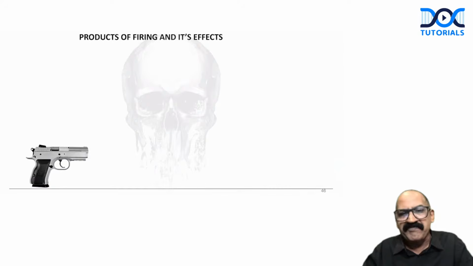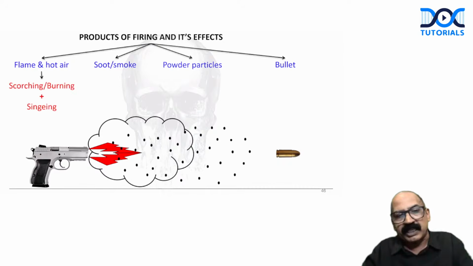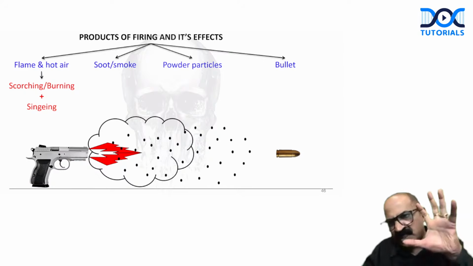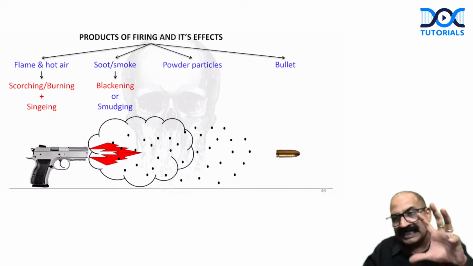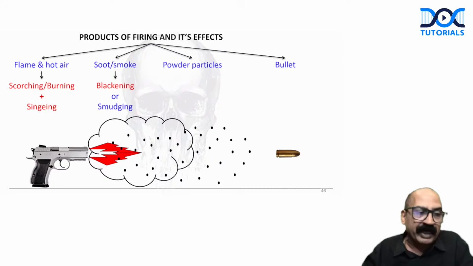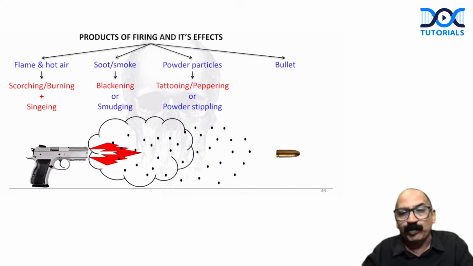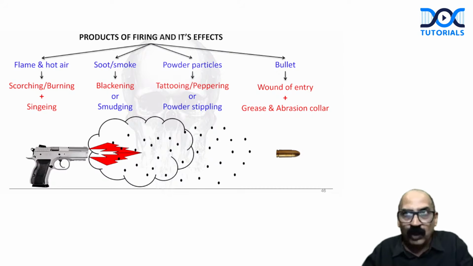Now, what are the effects of these products of firing? Flame and hot air cause burning of the skin and burning of the hair. Burning of the hair is known as singeing. Soot and smoke cause smudging or blackening. Powder particles penetrate into the epidermis and get embedded in the dermis, giving rise to a condition called tattooing, or peppering, or powder stippling. And the bullet causes a wound of entry. Along with that, there is the grease collar and abrasion collar.